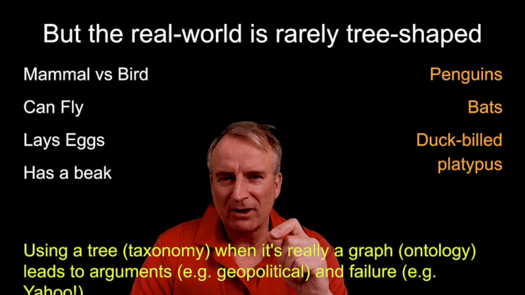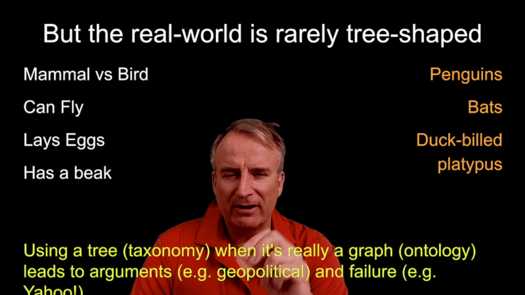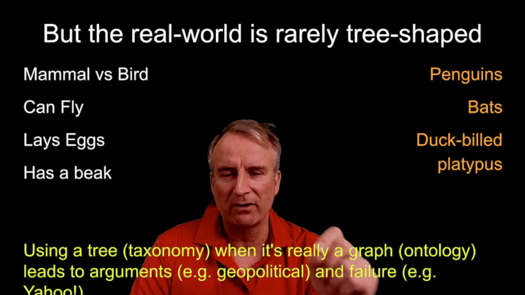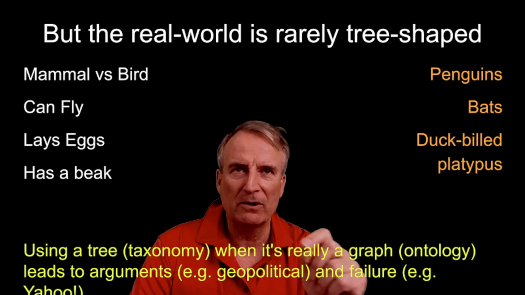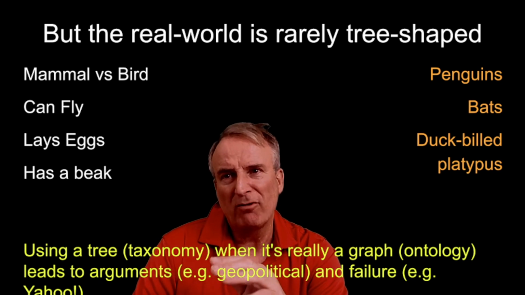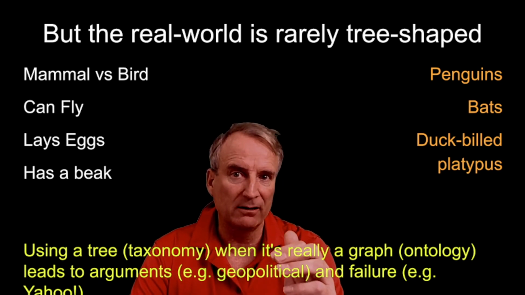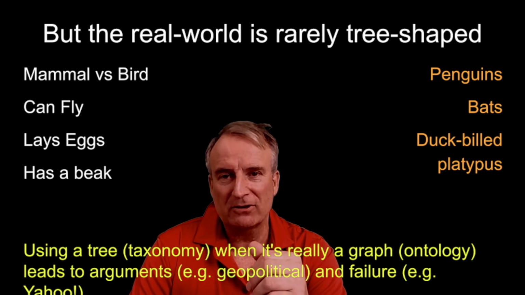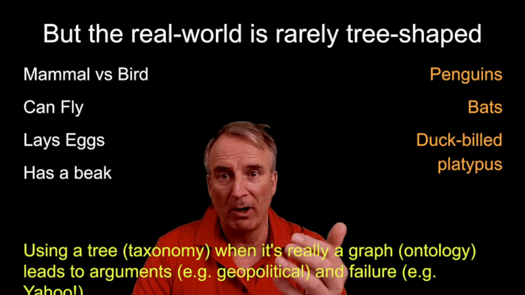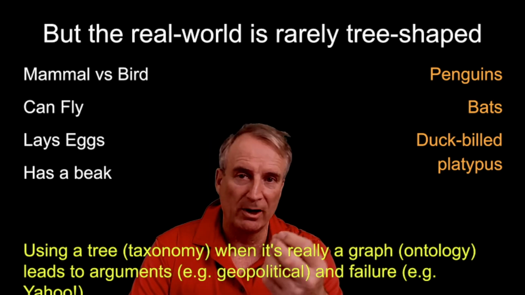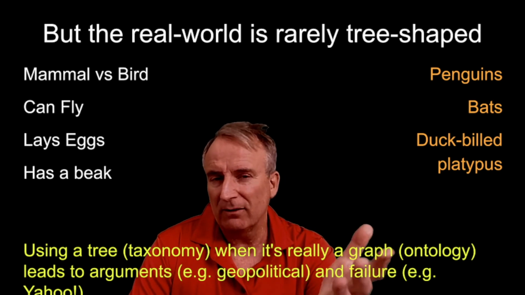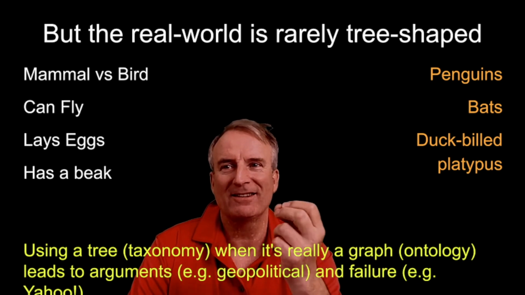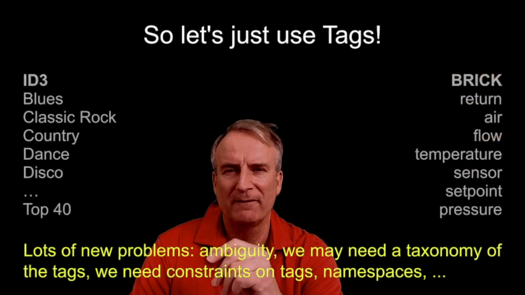So don't use a tree when it's really a graph. It will ultimately lead to problems. You will get to situations you can't represent. You'll get into arguments about, well, is it more a flying thing or more an egg thing? Which is more important to me? And we see that in geopolitics too. Do we divide the world by religion, by race, by country? And that's how wars start. So don't get into wars. Start with the basis that it's a graph and you can't go wrong.